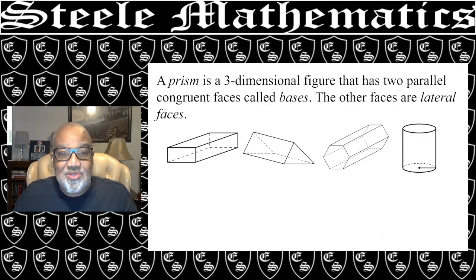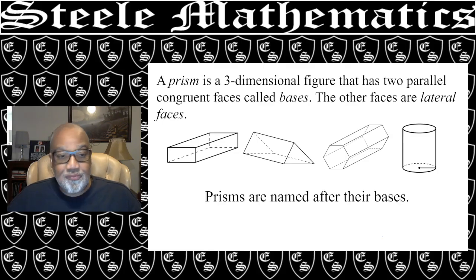A prism is a three-dimensional figure that has parallel congruent faces. And those congruent faces are called bases. The other faces are called lateral faces. Now, prisms are named after their bases. The first one is the rectangular prism, because the bases are shaped like rectangles.